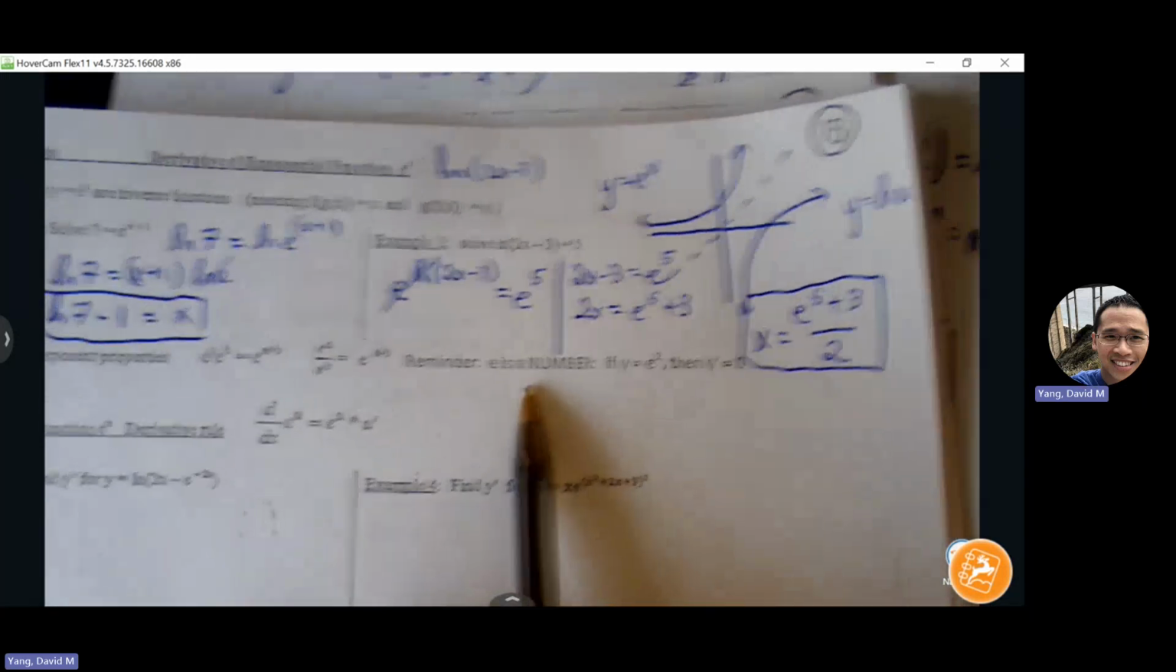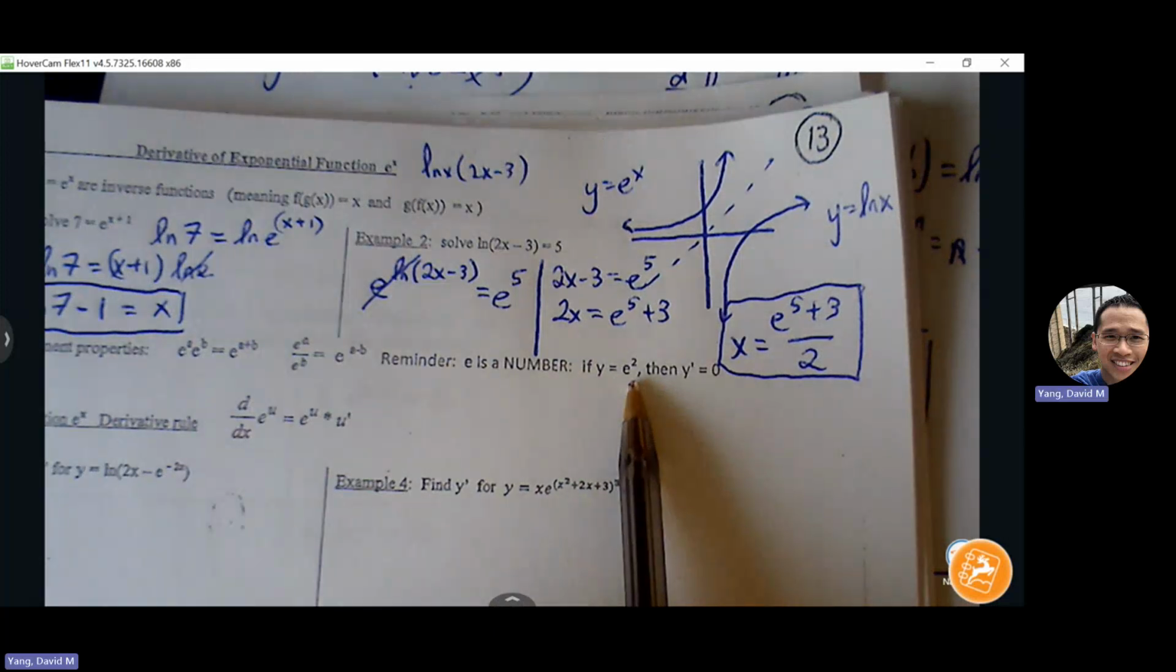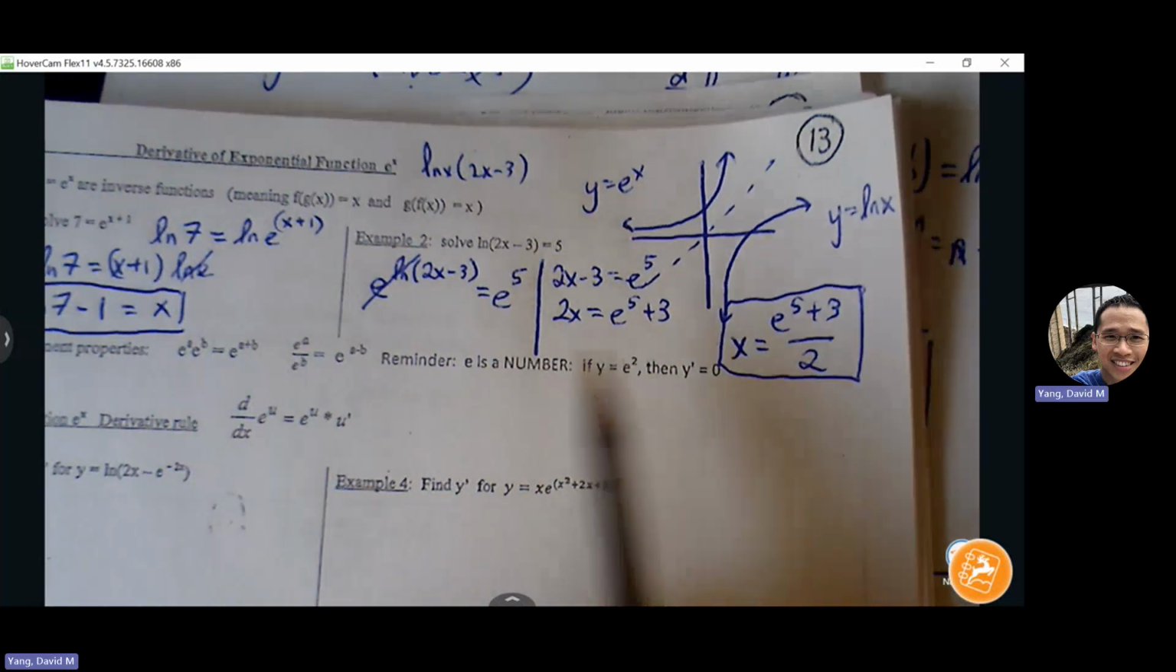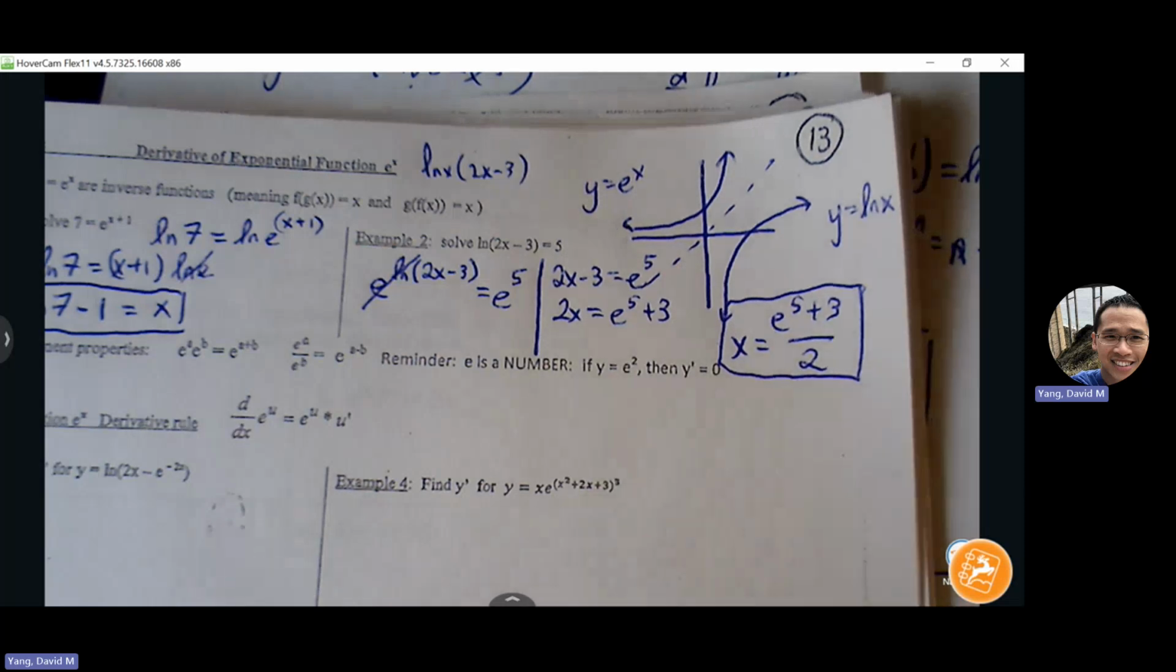Remember that e is a number. So the derivative of e squared is not 2e to the first power. It's just going to be 0, right? Because e squared is like 8 point something. So a number, a constant's derivative is always just going to be 0.